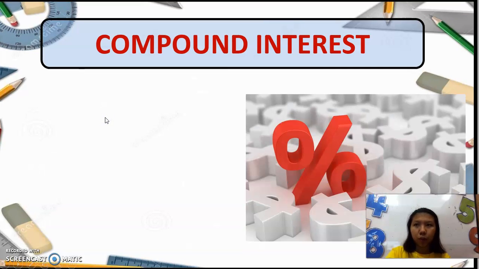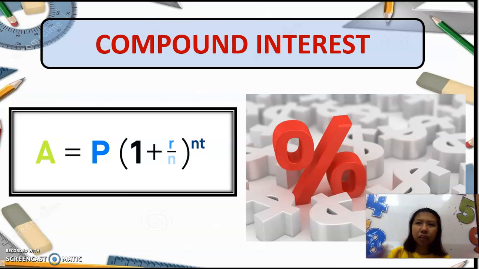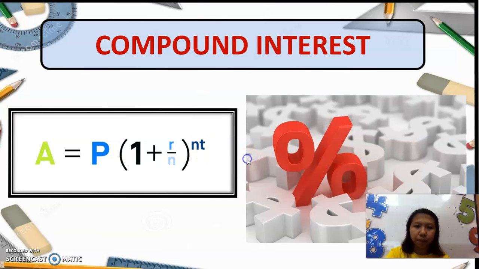Okay. So let's move on to compound interest. So what do you mean by compound interest, or what is the formula in compound interest? When we say compound interest, it is somehow defined as interest within an interest. So the formula for that will be the amount equals P, the principal amount, times (1 + r/n), wherein n is the number of compounding, raised to n times t.